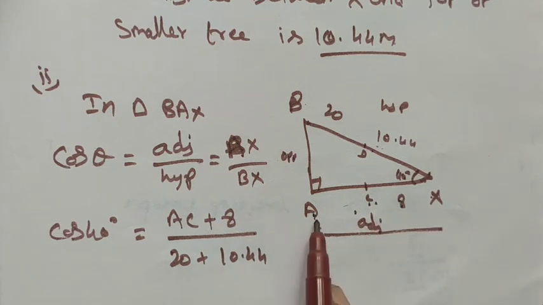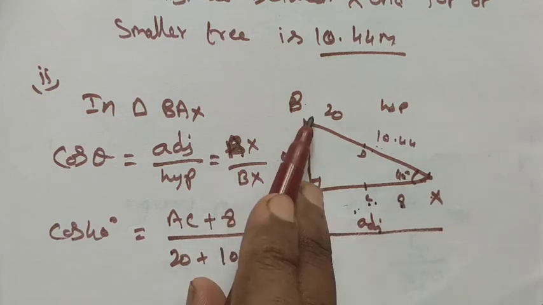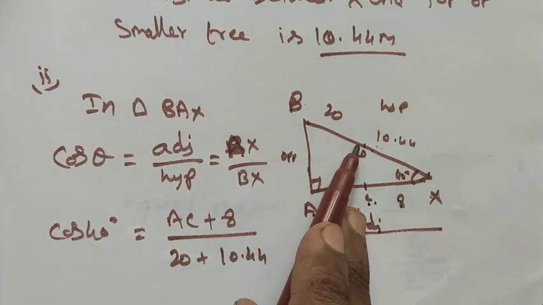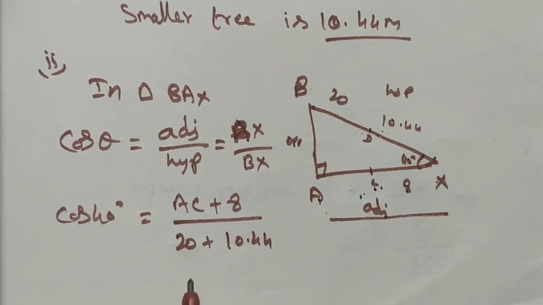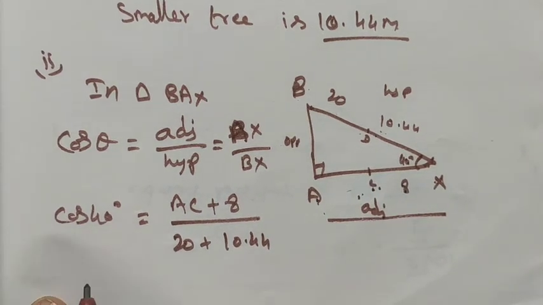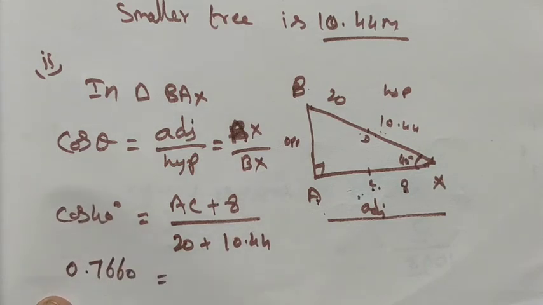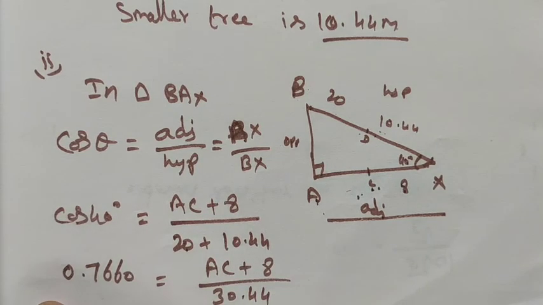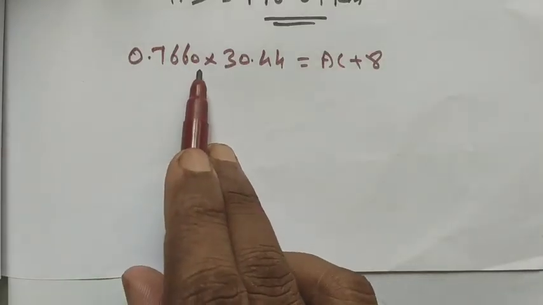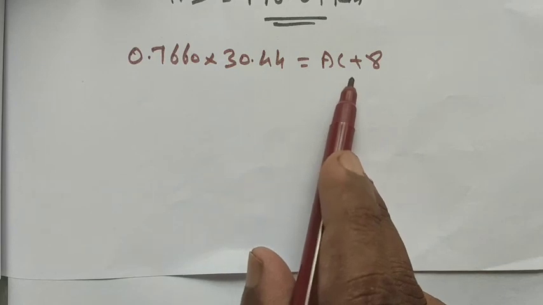AX is nothing but AC plus CX, that is AC plus 8. And BX is nothing but BD plus DX, that is 20 plus 10.44. Then cos 40 is 0.7660, equal to AC plus 8 divided by 30.44. I take this 30.44 to the other side, so we get 0.7660 times 30.44 equal to AC plus 8.